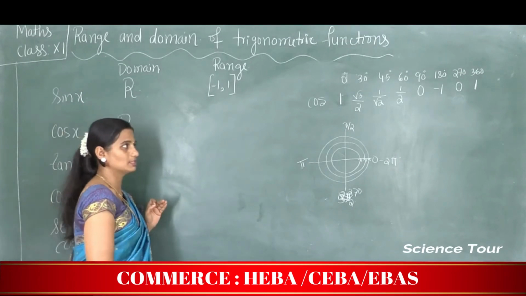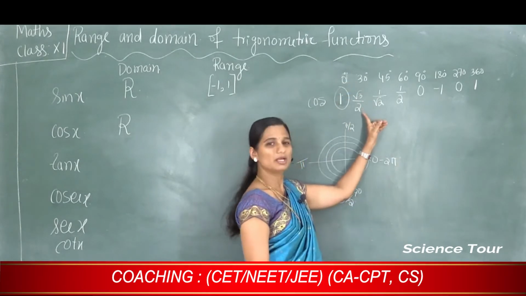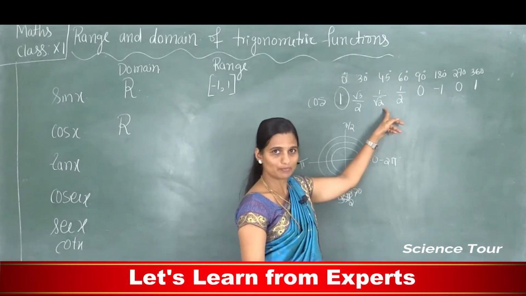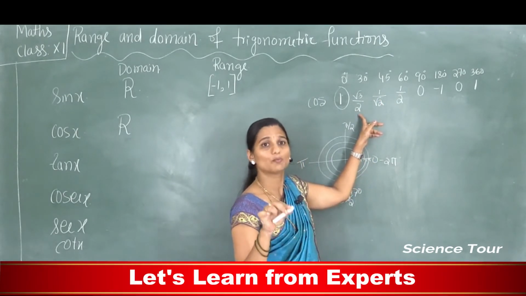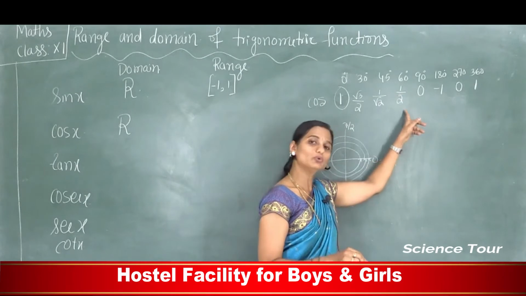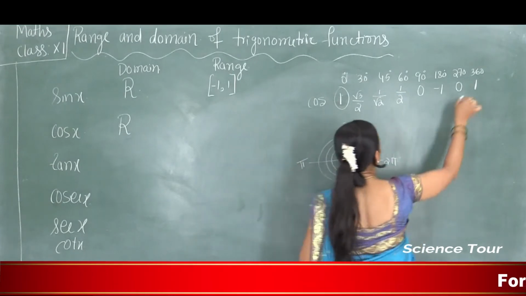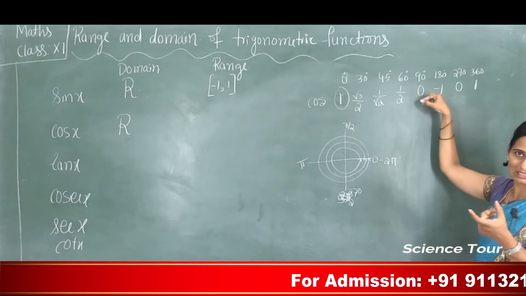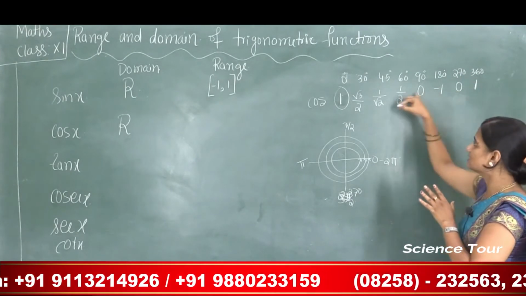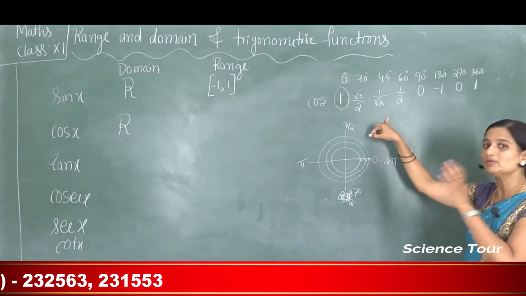See here also, what is the maximum value? The maximum value is 1. Root 3 by 2 is 0 point something, 1 by root 2 is 0 point something. You know already, root 3 by 2 is 0.86, 1 by root 2 is about 0.7, and 1 by 2 is 0.5. So the value of cos ranges from 1 down to the minimum of -1. The maximum is 1, the minimum is -1. By these standard angles we can understand the maximum and minimum cos value.